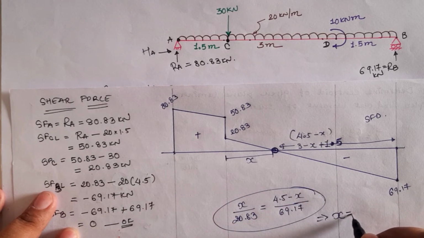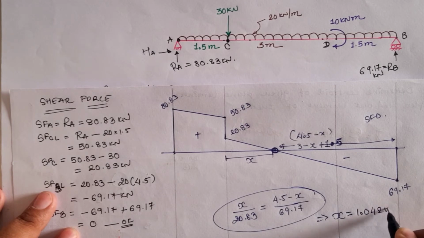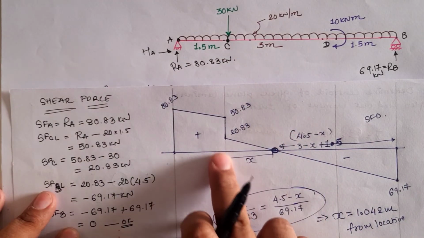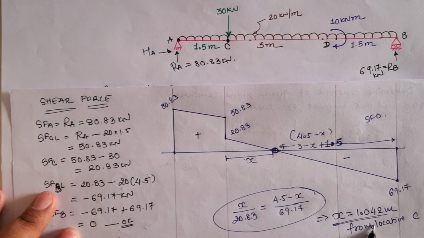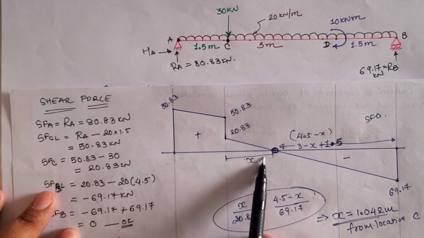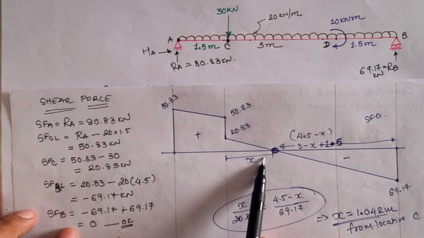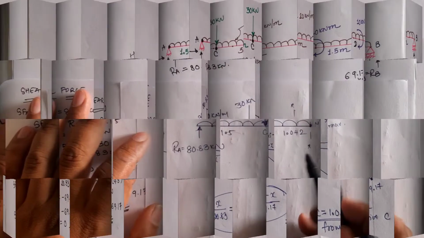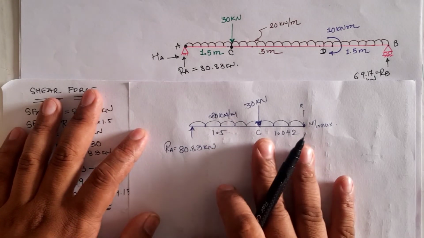and solving this, we will have the value of x, which is equal to 1.042 meter from location C, as we assumed x meter from location C. This indicates that at location 1.042 meter, we must have the maximum bending moment. So let us go ahead with the calculation of maximum bending moment first. We will have the cross section as shown in the figure.